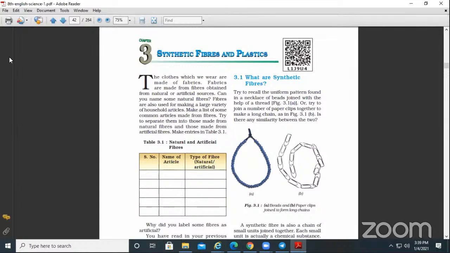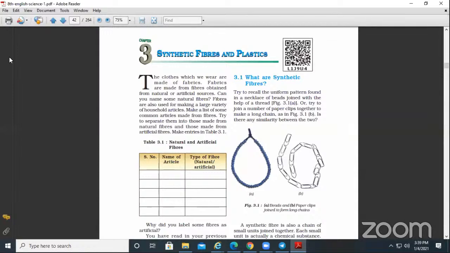Now the fabrics are made from yarns by weaving and knitting. How are they made? There are five main steps, children, to make a fabric from the fibers. What are the steps? The spinning, heating, and so on. All these five steps are involved to convert a fiber into a fabric.